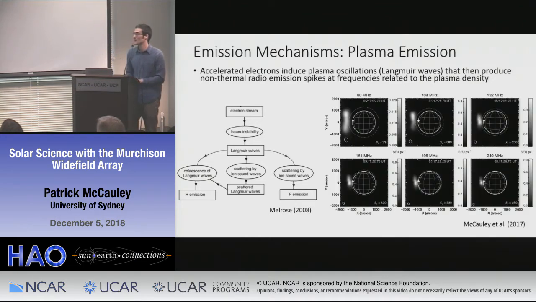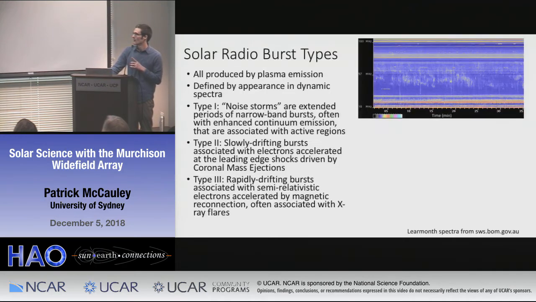So here's an image from the MWA during a type 3 radio burst. So this is caused by this plasma emission mechanism. And the important thing to note here is just that this mechanism can give you brightness temperatures or intensities that are orders of magnitude larger than the thermal emission from the sun. Okay, so all the main solar radio burst types are thought to be caused by this same plasma emission mechanism, although exactly how you accelerate the electrons in each case is different, and in some cases is still unknown.